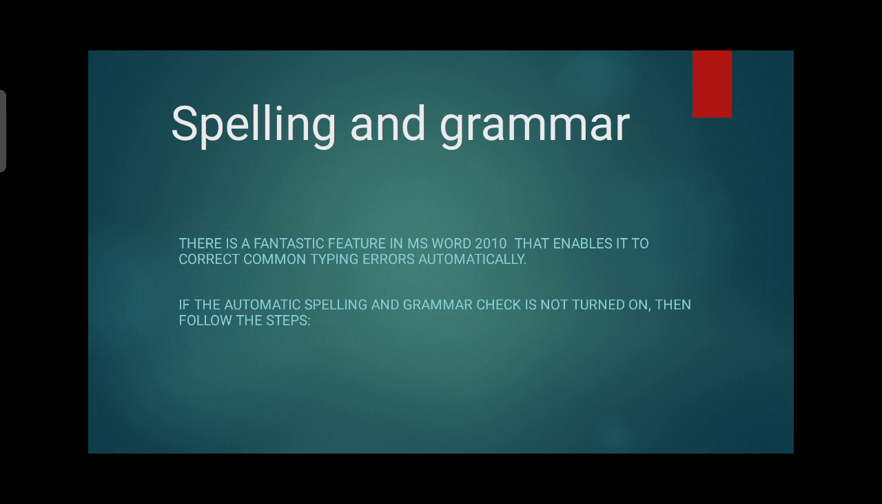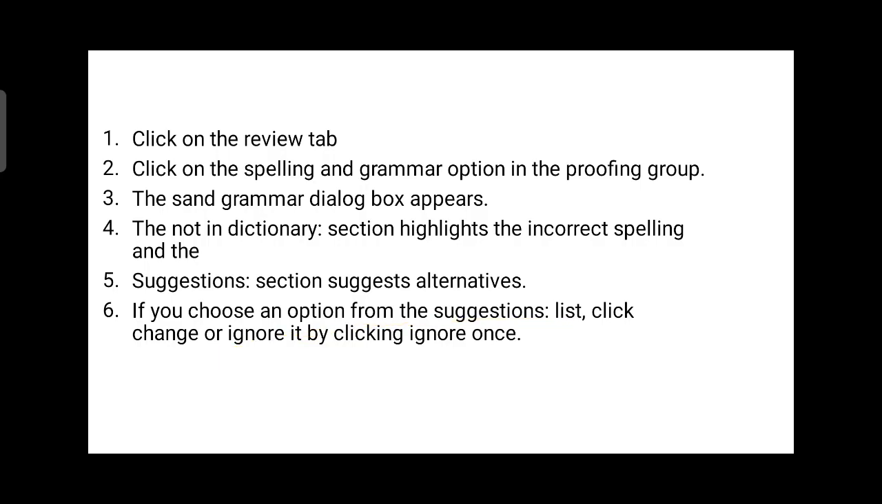If the automatic spelling and grammar check is not turned on, then follow the steps. If it is not turned on, you can turn it on with the given steps. Number 1, click on the Review tab. Number 2, click on the Spelling and Grammar option in the Proofing group. Number 3, the Spelling and Grammar dialog box will appear.